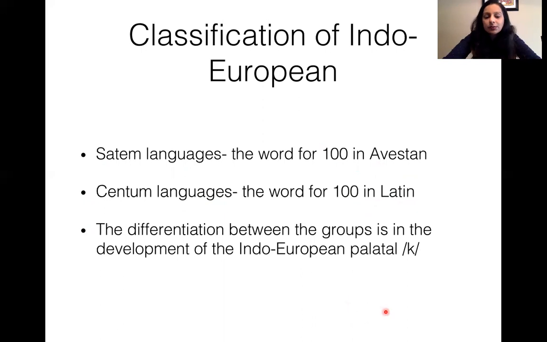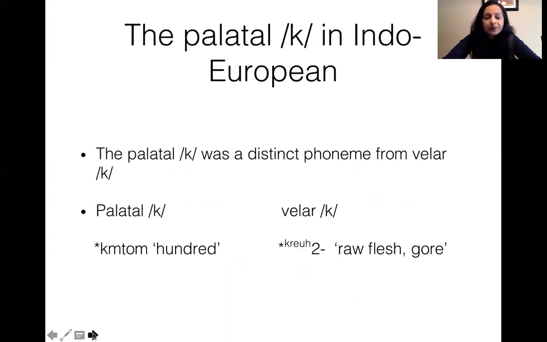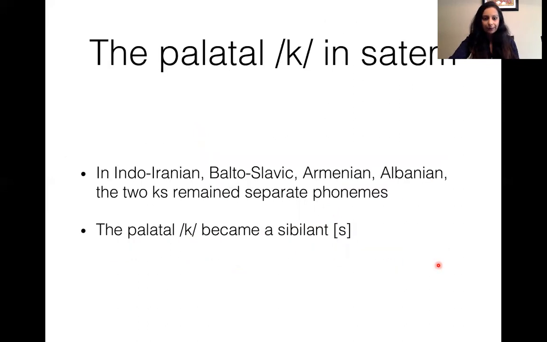The differentiation between the two groups is in the development of the Indo-European palatal sound k. Now, the palatal k was actually a distinct phoneme from the velar k. So there were two different k's in Indo-European. The palatal k was called k-y, and then the velar k is just the k, from the velum. So here's the palatal k, like in the word for 100, kyomtom. And then the velar k, like kru, which is raw flesh or gore.